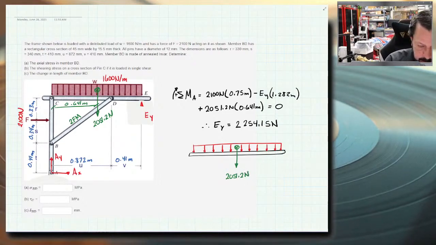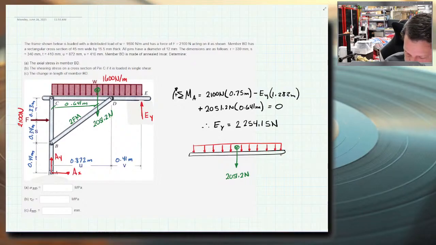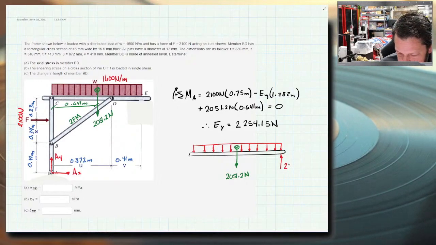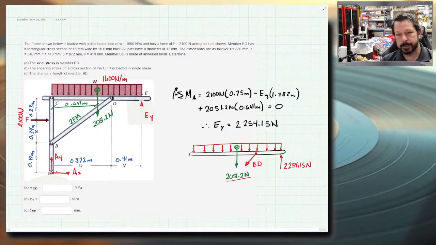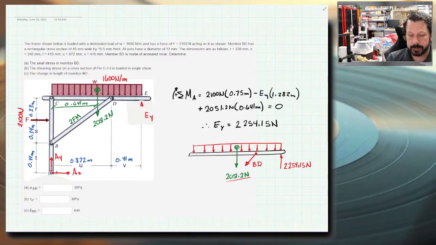All right. So I've got EY. Somehow I lost that arrow. It's redrawing very strangely. All right. So this EY was 2,254.15 newtons. I've drawn in the lumped load over here with the 2,051. I've got BD. I'm just going to draw it as an arrow, and it's just going to be force in BD. Since I know member BD is a two-force member, I do not have to write dx and dy, just like it was an ordinary pin. So that saves me an unknown value.